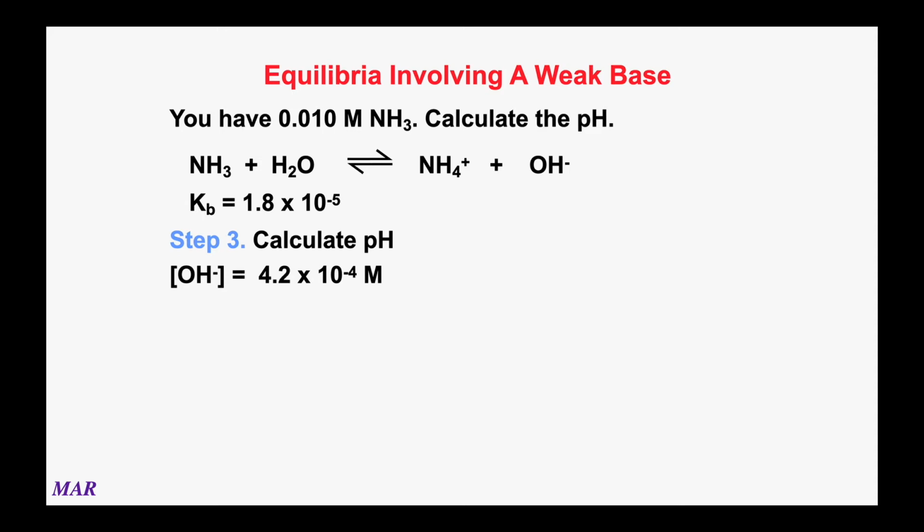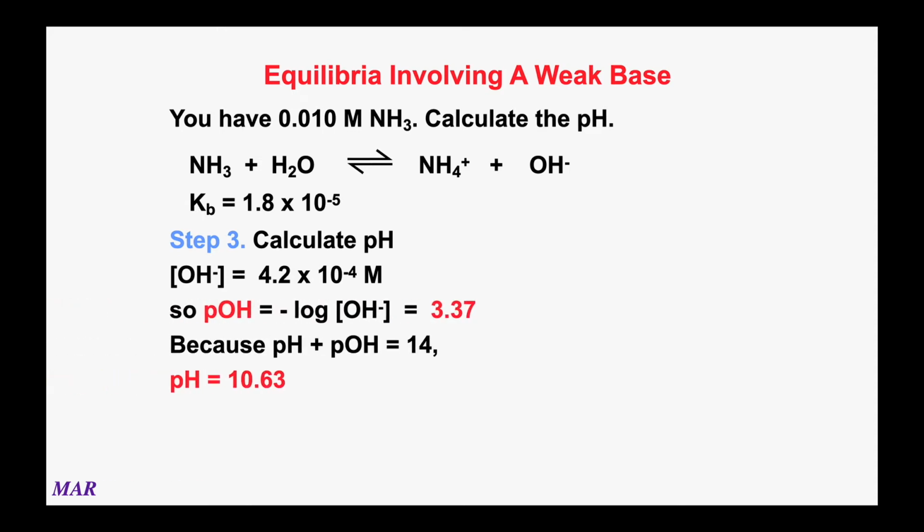To get to pH, there's a couple ways you could do it. You could use Kw divided by hydroxide equals hydronium, and then minus log of hydronium would give you pH. You could also go hydroxide to pOH, and then 14 minus pOH would give you pH. Either way is fine. In this example, I went pOH: minus log of 4.2 times 10 to the minus 4 was 3.37, and then 14 minus 3.37 gave a pH of 10.63. By the way, you can check yourself.